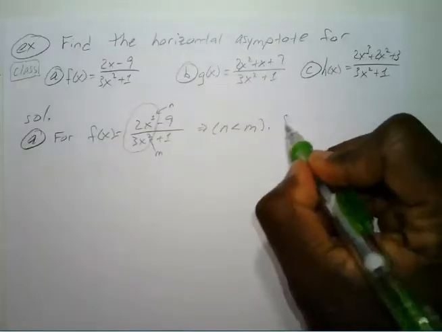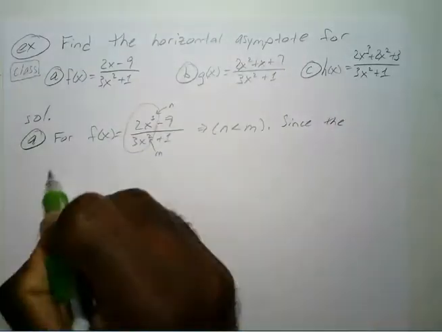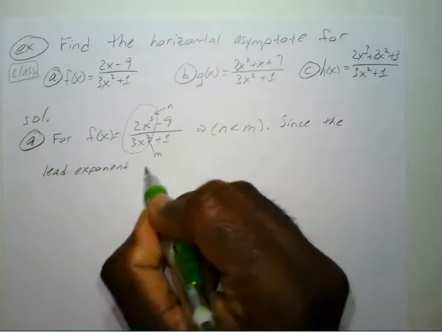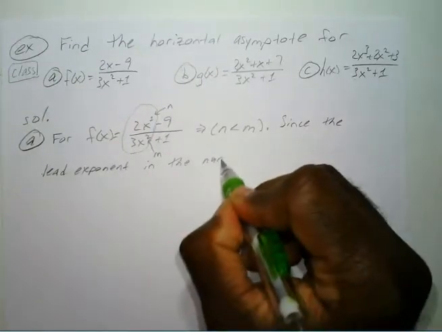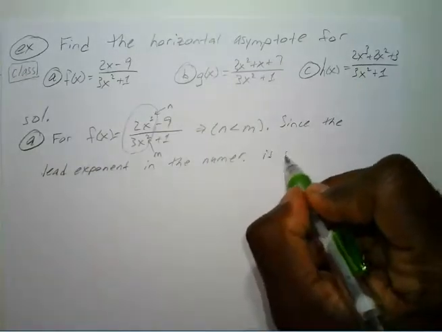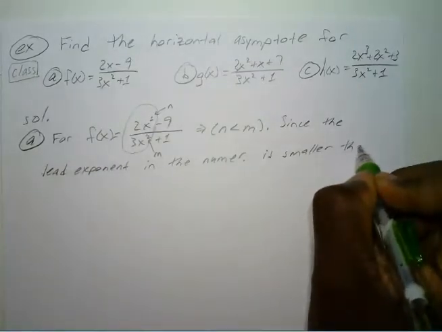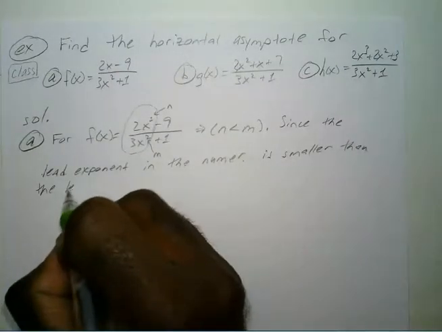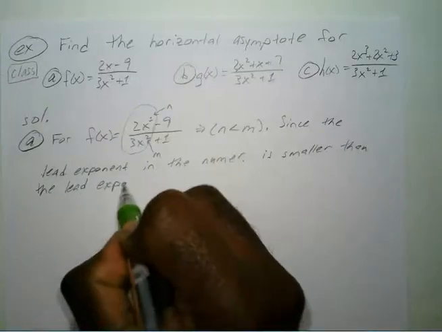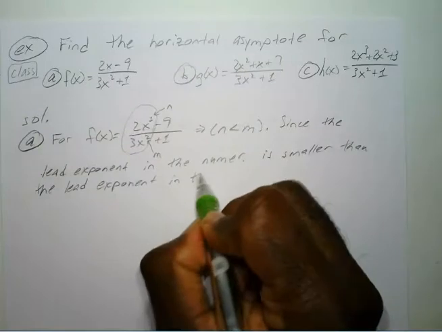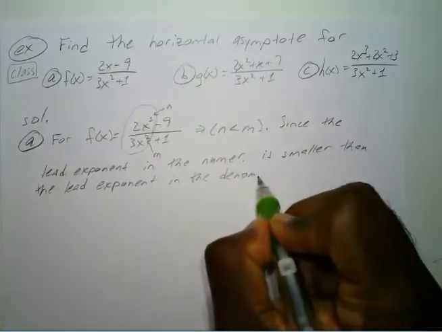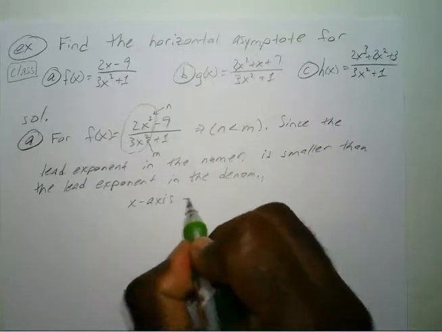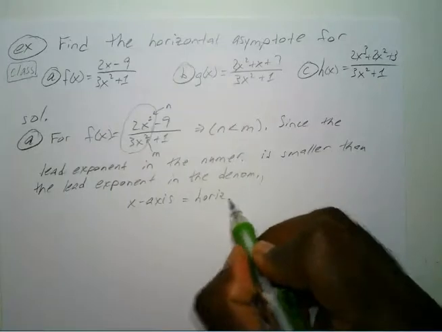Okay, so since the lead exponent in the numerator is smaller than the lead exponent in the denominator, that means the x-axis equals the horizontal asymptote.